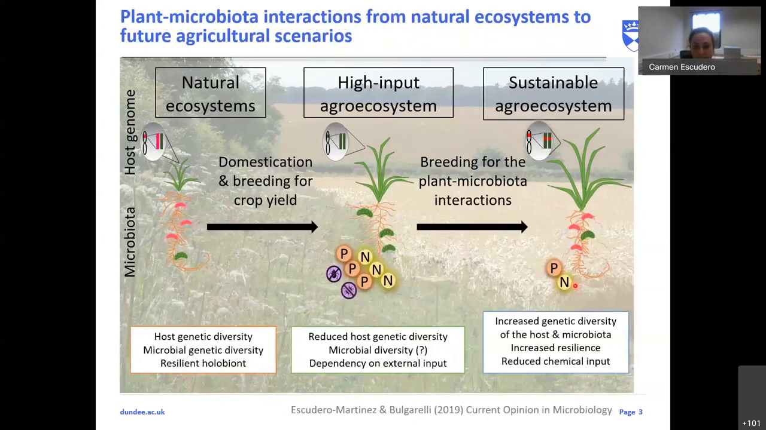So in the lab, we are interested in studying genetic diversity and linking it to microbial diversity. And for that, we think that a good strategy is going back to wild relatives of crops and trying to see what the microbial diversity is there. Because we know that through domestication and breeding for crop yield, the host genetic diversity has been narrowing down, but we don't know what has happened with the interaction with microbes. We don't know if through this breeding process we have selected the best microbial traits or we have left behind some interesting traits. So our vision is to breed for plant-microbiota interactions and hopefully make plants more resilient, contributing to more sustainable agroecosystems.